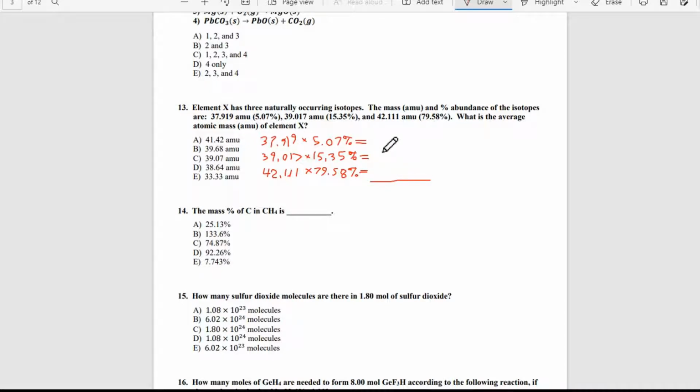What'd you say? 41.42. Well, basically, if you multiply these out and you add them up together, you would get 4,142, okay? All you then have to do is divide by the total abundance. What's the total abundance? 100. So I divide this by 100%, and that's going to give me my 41.42.